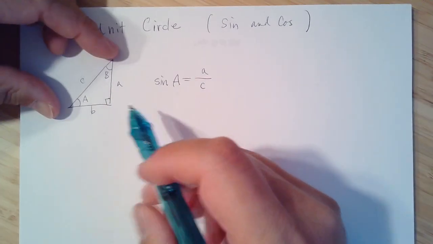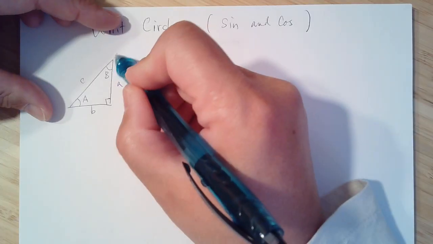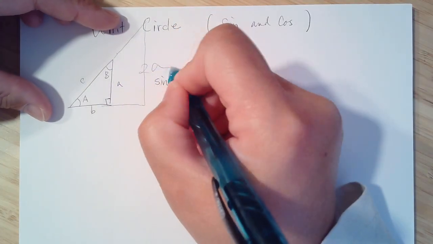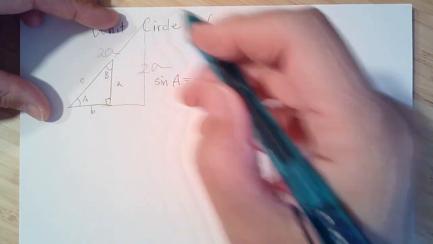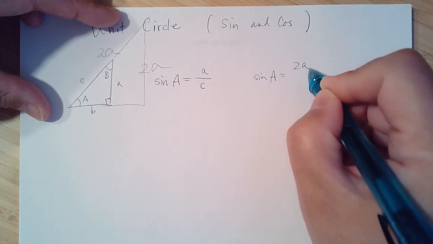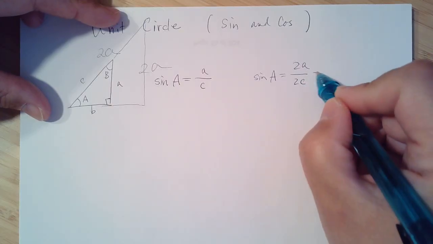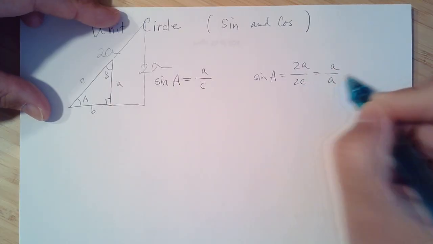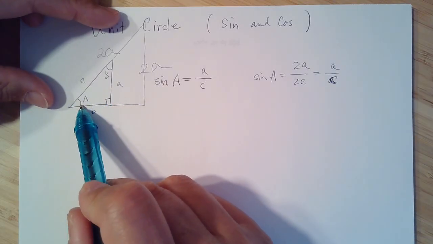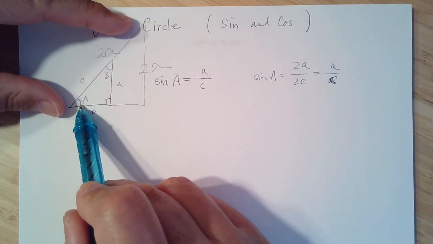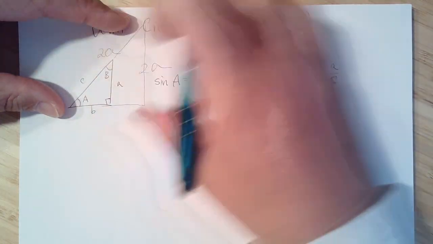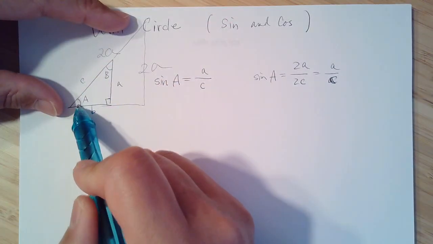If I expand this into twice as big, here is going to be 2a, here is going to be 2c, and what about the sine A? Sine A will be 2a over 2c, which is the same as a over c. Now you see that this angle and the sine function of it has nothing to do with the length of those sides. Okay, it's just the angle itself.